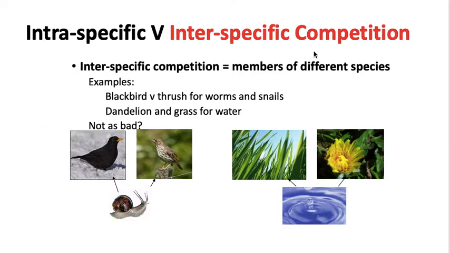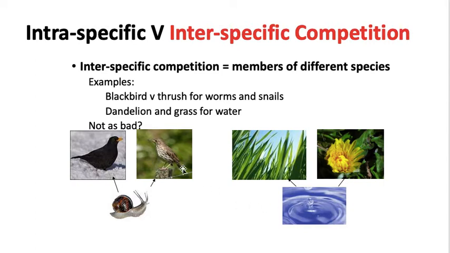So let's now focus in on the interspecific competition, which means competition between members of different species. And examples of this would include a blackbird and a thrush that are competing for snails, and maybe a dandelion and some grass competing for water. Not that particular water that looks like Evian, but soil water.